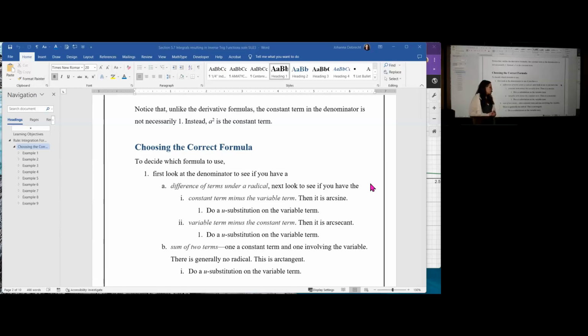If instead we have a sum of terms, we have an addition in the denominator, then we probably have arctangent if one is a constant term and one involves the variable. There's generally not a radical, but there can be, so don't use that to decide that it's definitely not arctangent. It could still be arctangent. We will do a u substitution on these as well.